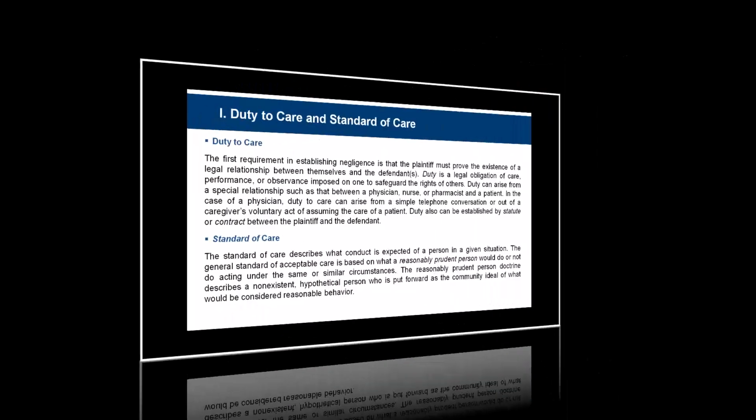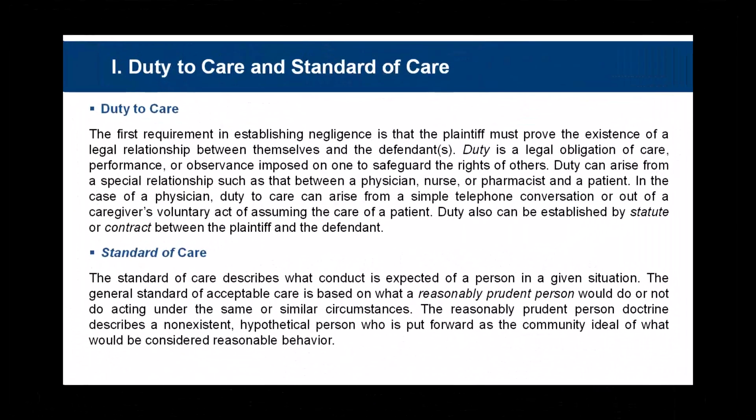the patient's health. In this slide, we are focusing on 2 crucial elements of negligence: duty to care and standard of care. Let's begin with duty to care. The first step in establishing negligence is proving that a legal relationship exists between the plaintiff and the defendant. Duty to care is a legal obligation to provide care, performance, or observance to protect others' rights. In healthcare, this duty arises from special relationships, such as between a physician and a patient, and can also be established through statutes or contracts.